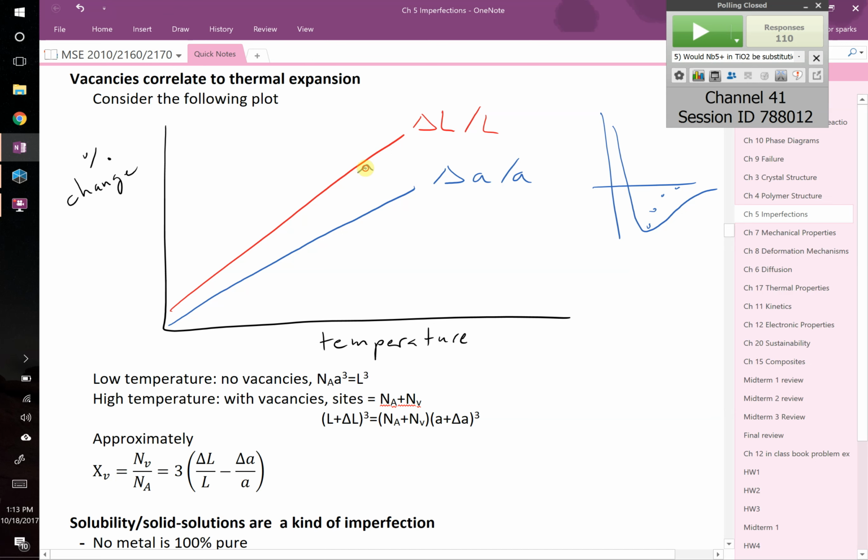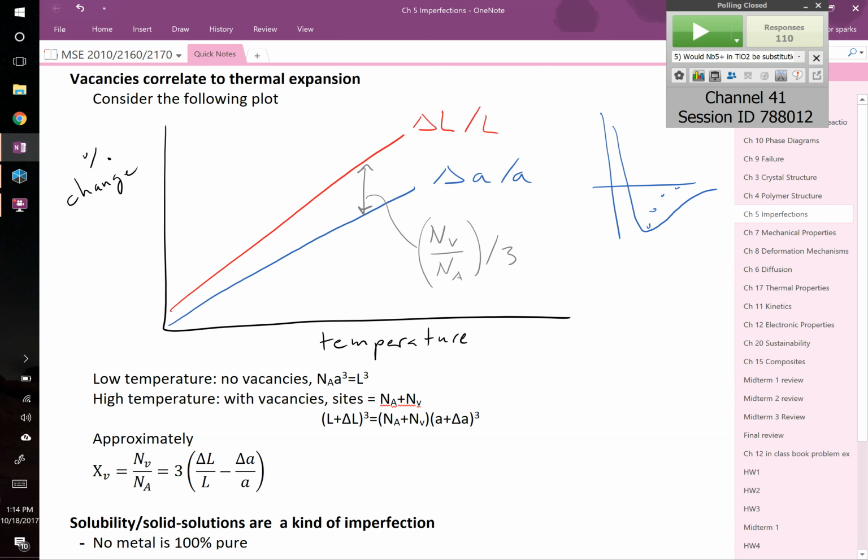So what you can see is between these 2 lines, that difference right there, we can account for with the following expression. That difference is equal to the number of vacancies divided by the total number of sites, divided by 3. So basically, the more vacancies you have, the bigger that difference will be. If you have a material with a really low activation energy for forming vacancies, then there's going to be a big difference between your thermal expansion due to lattice parameter and your total thermal expansion, because you're going to form lots and lots of vacancies.